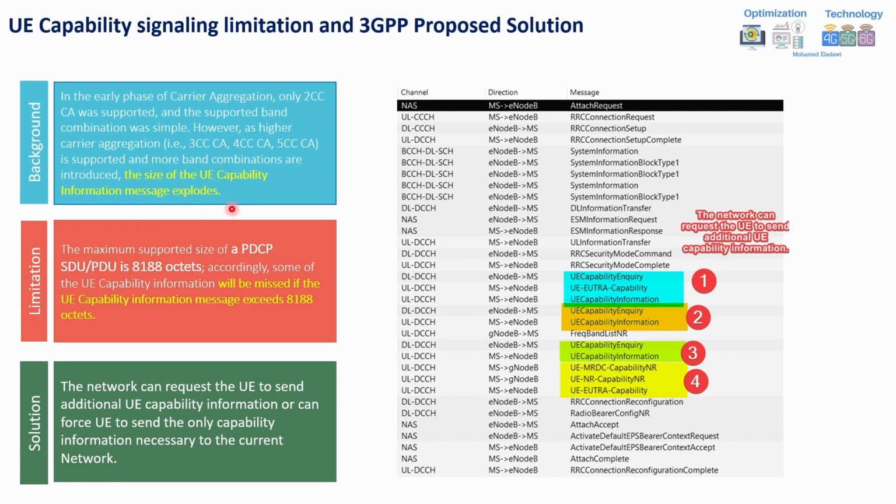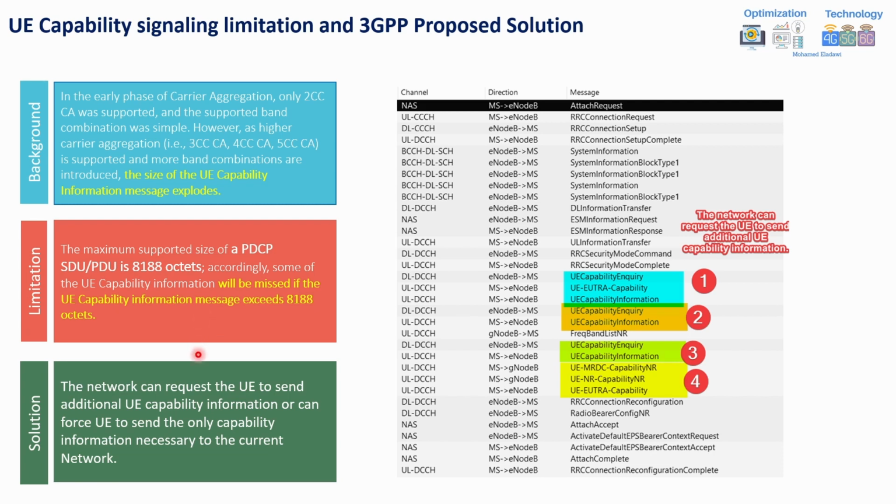And actually, there is a limitation of this message. If you go through the 3GPP, I give the sources in the video description for all this. The maximum size can be 8188 octets, as you can see here. So if the UE capability message crosses this value, some information will be missed in reporting to the network, which will be very critical in some scenarios, and accordingly the eNode B or the gNode B cannot take accurate scheduling information.